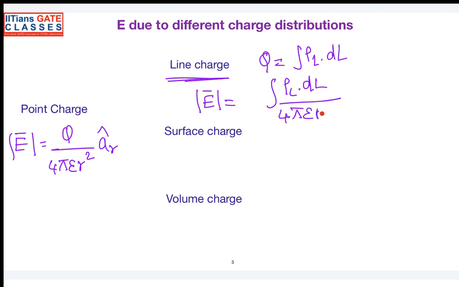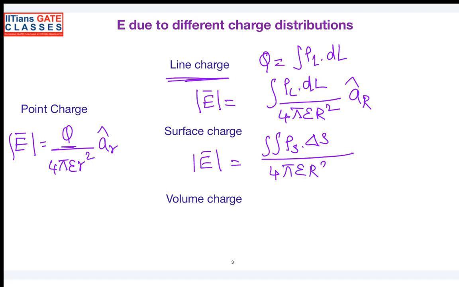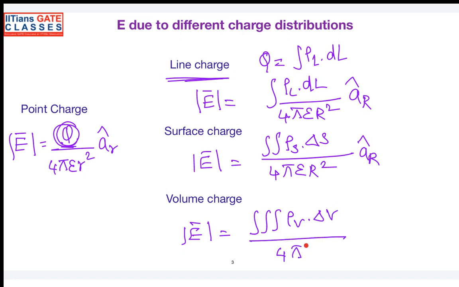Similarly, if it is a surface charge, what about the value of Q here? Q can be written as the double integral of rho s into delta s by 4 pi epsilon r square into a_R. The same equation I wrote for a point charge, but replacing the value of Q accordingly. If it is a volume charge, Q will be replaced with the triple integral of rho v into delta v by 4 pi epsilon r square into a_R. So this represents the electric field intensity due to the different types of charges. So any questions on this slide?